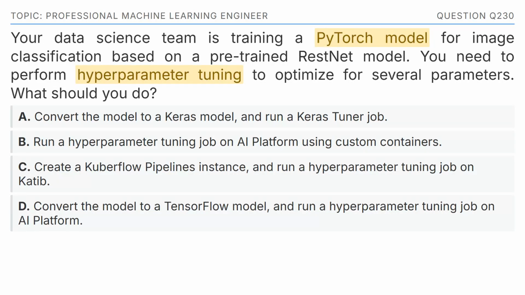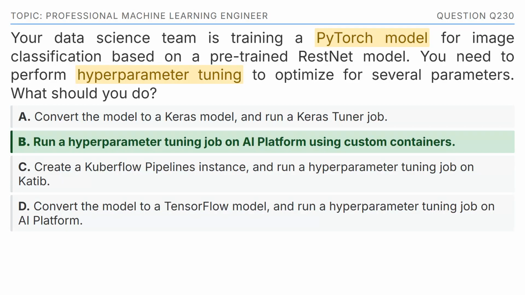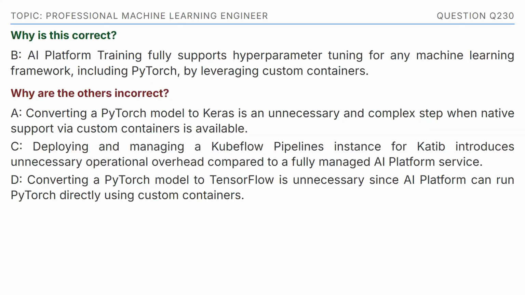To arrive at the correct answer, we focus on the keywords, PyTorch model, hyperparameter tuning. The correct answer is option B, run a hyperparameter tuning job on AI platform using custom containers. Why is this correct? B. AI platform training fully supports hyperparameter tuning for any machine learning framework, including PyTorch, by leveraging custom containers.